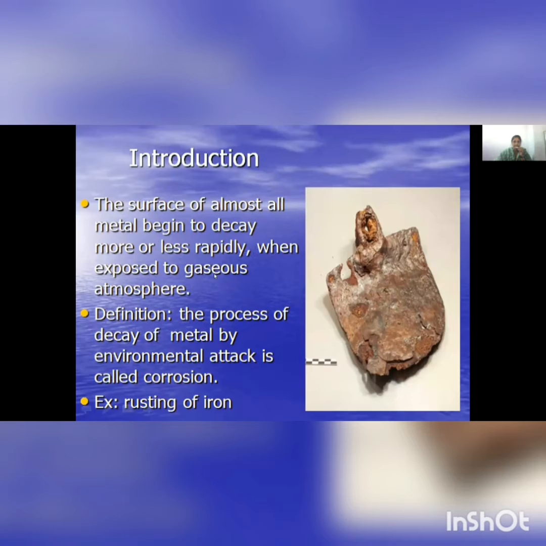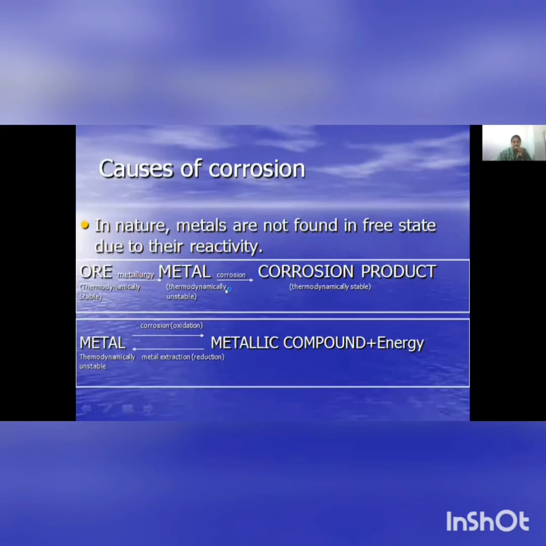So simply we can say that the surface of almost all metals begins to decay more or less rapidly when exposed to gas or atmosphere. So the process of decay of metal by environmental attack is called corrosion. For example, rusting of iron, tarnishing of silver, and the formation of a green layer on the surface of silver.